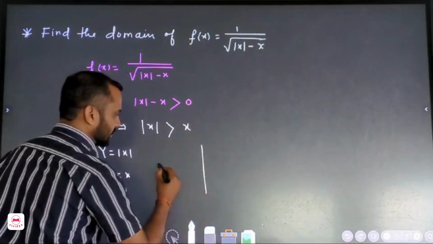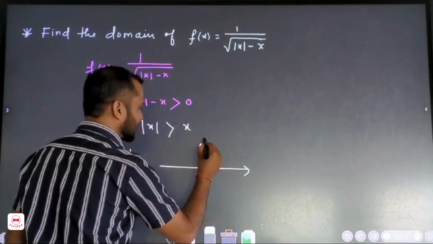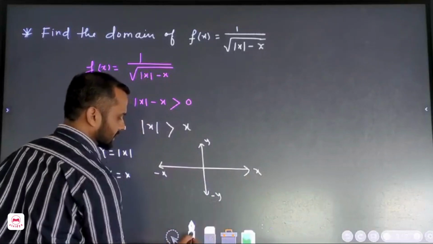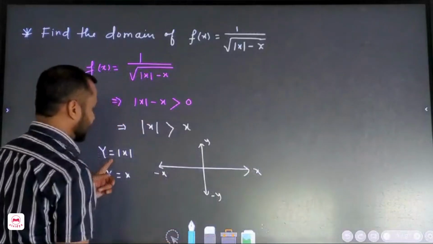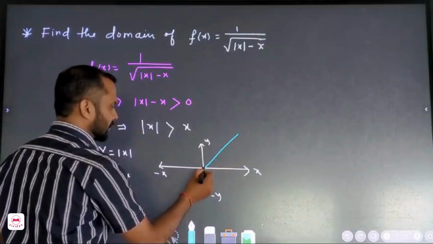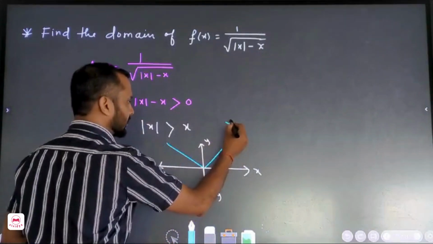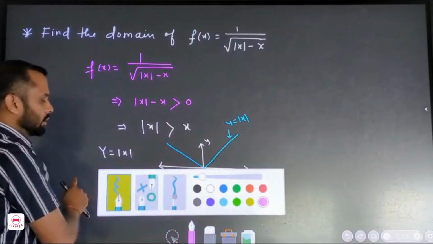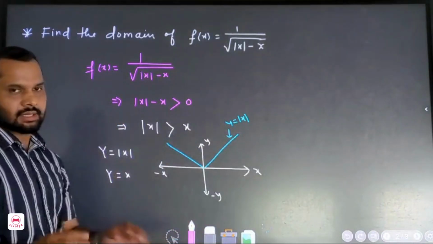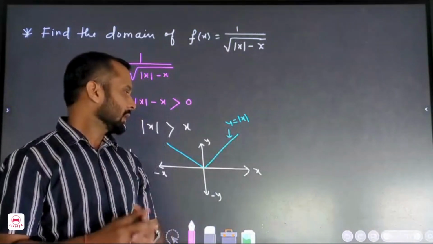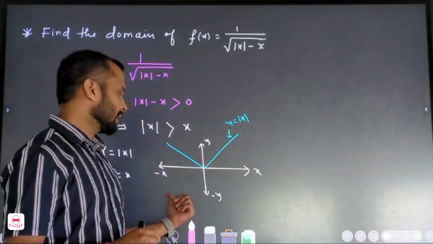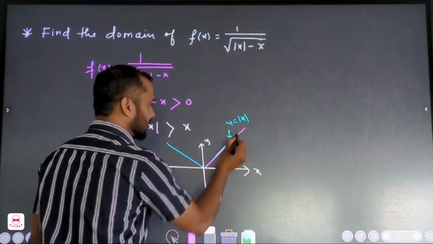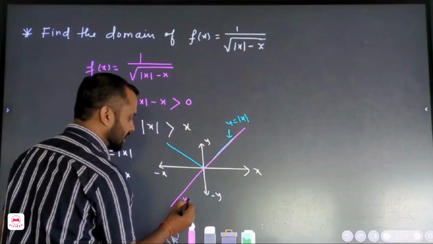First graph, as we know, mod x is nothing but a V-shaped graph. So on the x-axis, minus x-axis, minus y-axis, what is this mod x graph? y is equal to mod x is a V-shaped graph. This is nothing but y is equal to mod x. Now the second graph is of y is equal to x. So y is equal to x is a straight line passing through the origin as well as crossing the first quadrant as well as the third quadrant. So if I draw y is equal to x, this is the y is equal to x line.